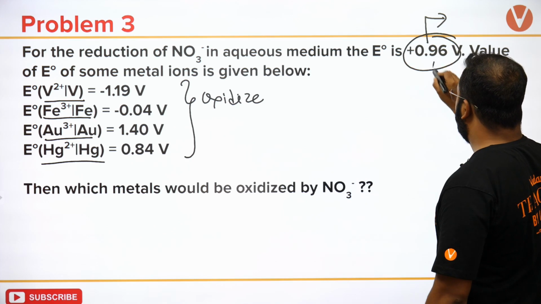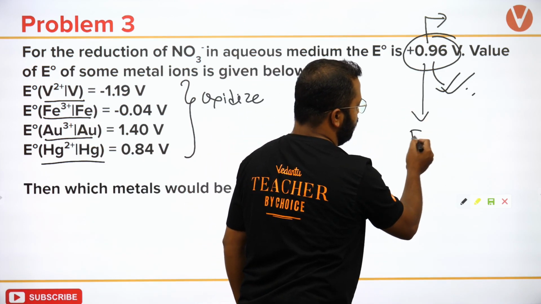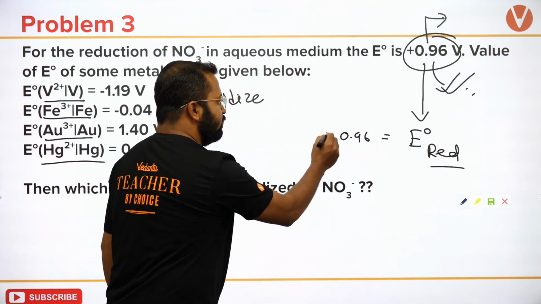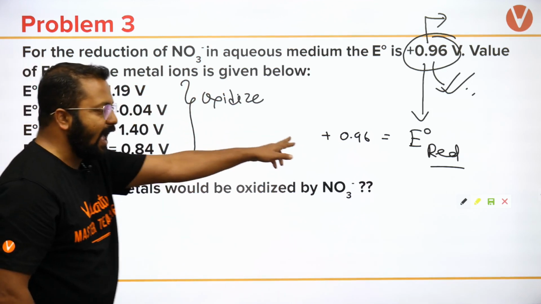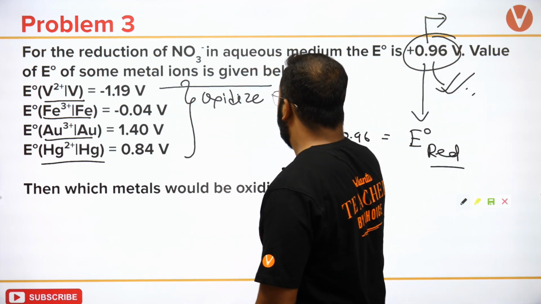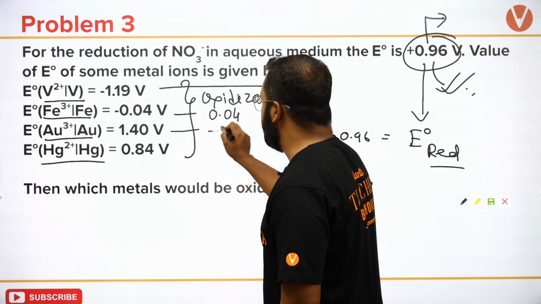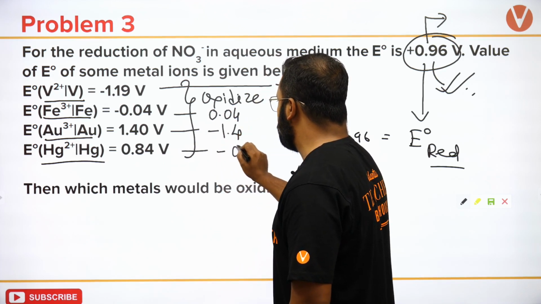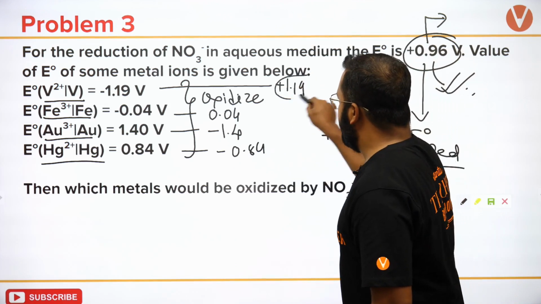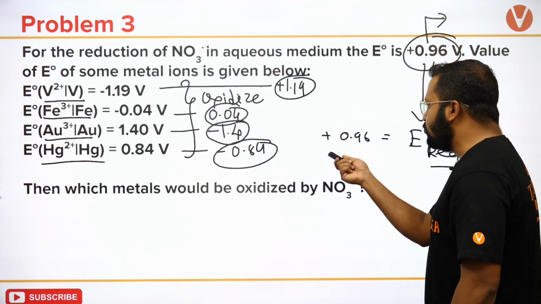So this part we keep as it is. It is given for reduction potential. E naught for reduction is given, which is equal to 0.96. Now, in the oxidation reactions, I will get a positive value by changing signs. So I will change this to plus 1.19, this to plus 0.04, this to minus 1.4, and this to minus 0.84. So now these are my oxidation potential values, which I can add to this to get a positive value.